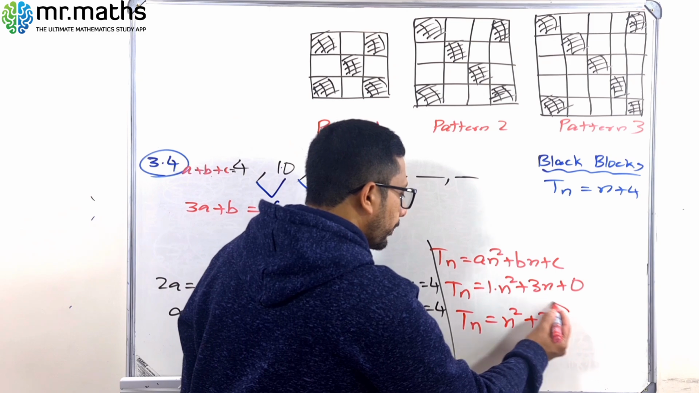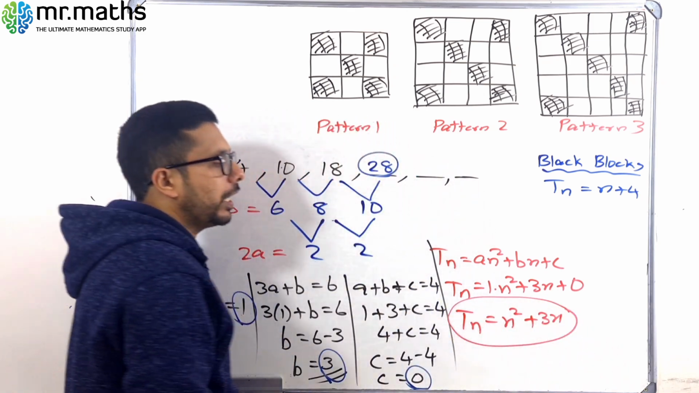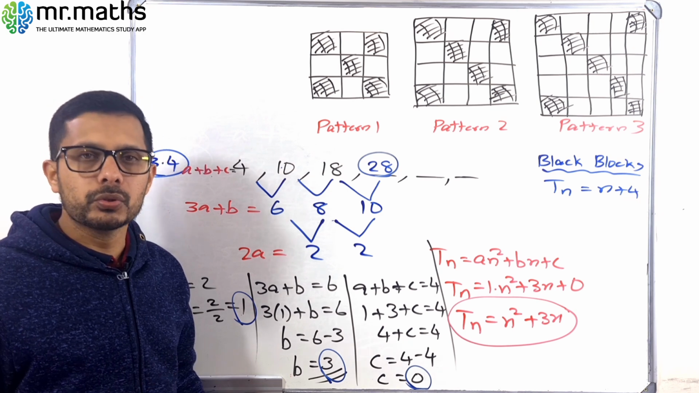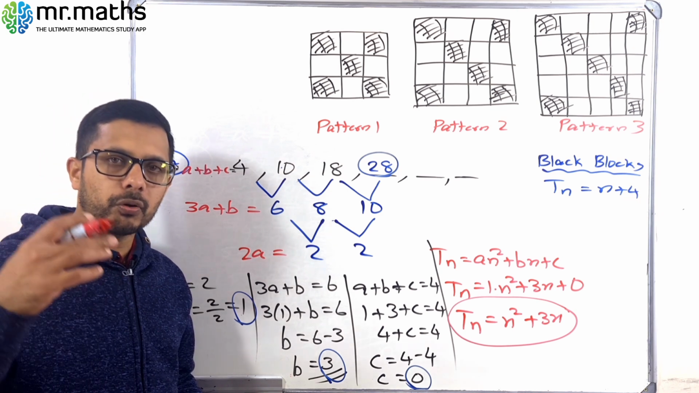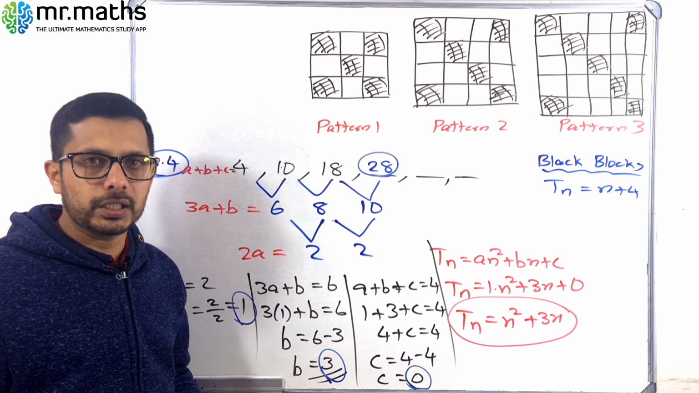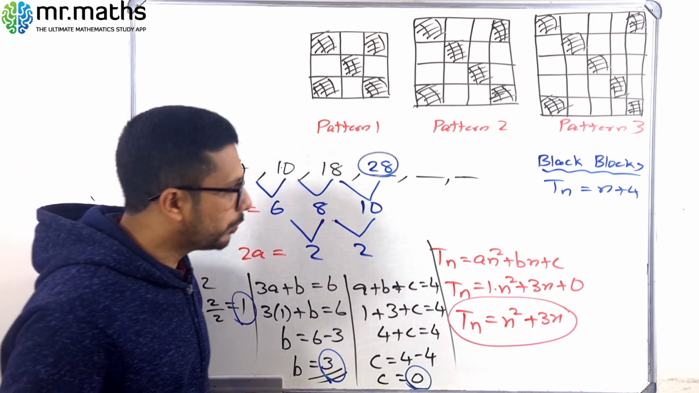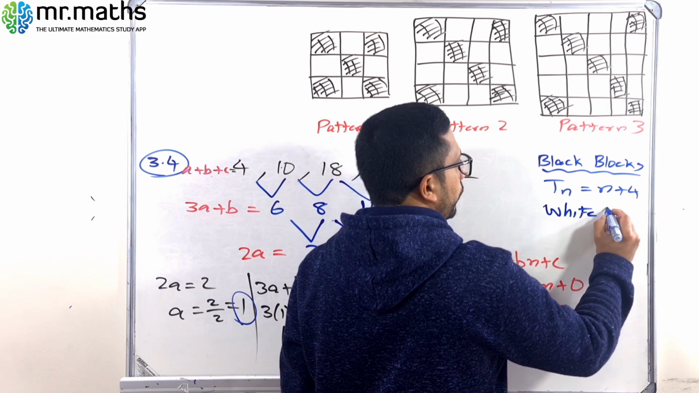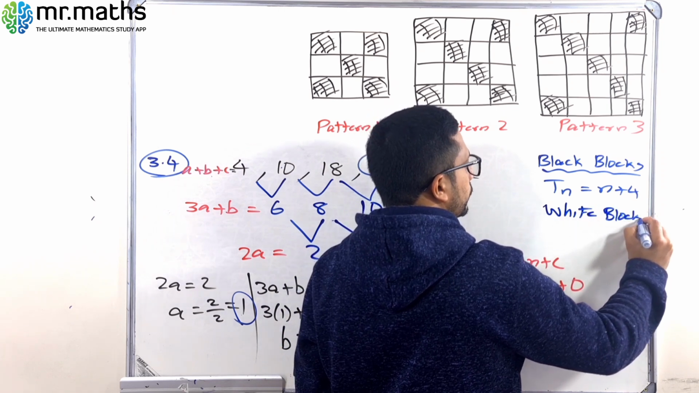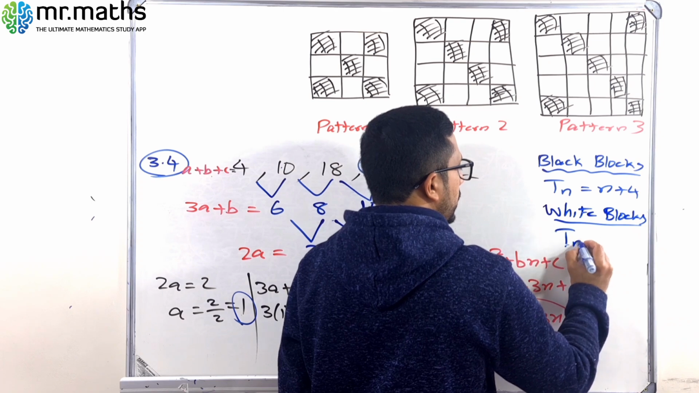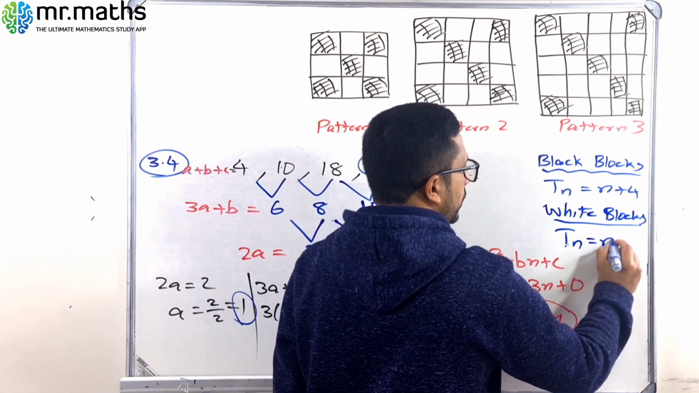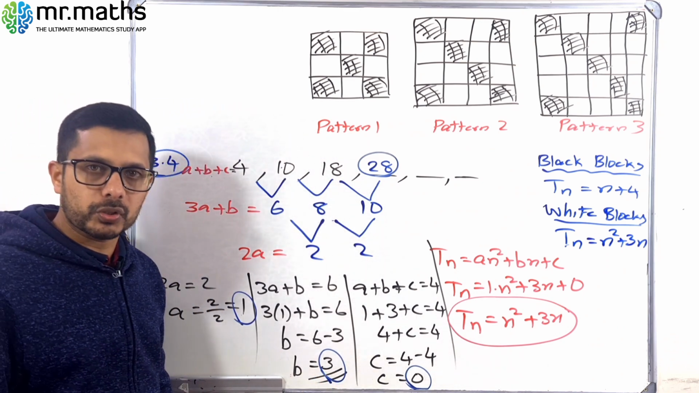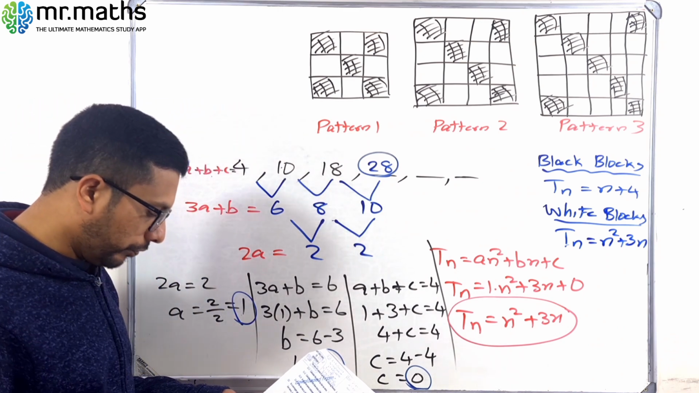So what is the formula? Tn is equal to n square plus 3n, and that is the formula that we can use to find the number of white blocks in that pattern. So what is the formula for white blocks, the general formula? Tn is equal to n square plus 3n. That is the formula for the white blocks. Okay, so that is question number 3.4.